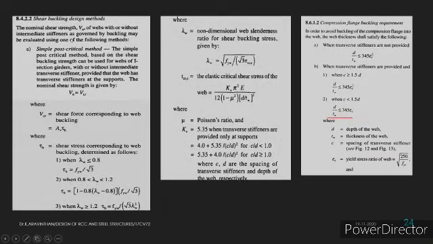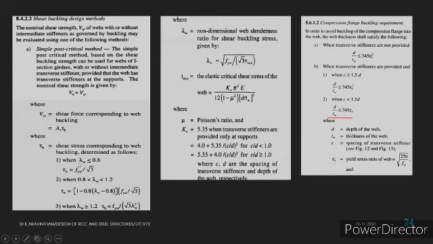Okay, there are different methods. Two methods are given in the codal book. Now we will be following the simple post critical method. If you follow this method, here is how to check for the nominal shear, or the critical shear. If you want critical shear, it is the area into the shear stress. So how to find the shear stress? For finding the shear stress for buckling, Vcr is buckling. To find the shear stress corresponding to the web buckling, it is determined as follows.